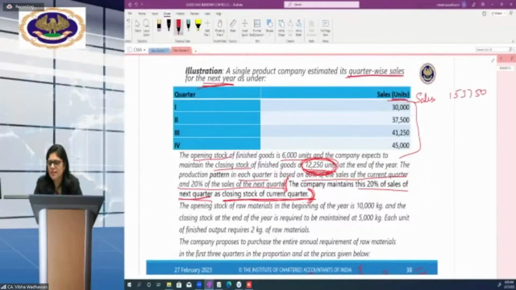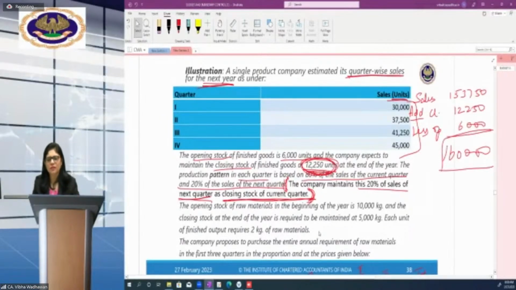153,750 is my sales. Then we add the closing stock 12,250 and deduct the opening stock, which is 6,000. Just calculate how much we get. We are getting 1,60,000 as the production as a whole.